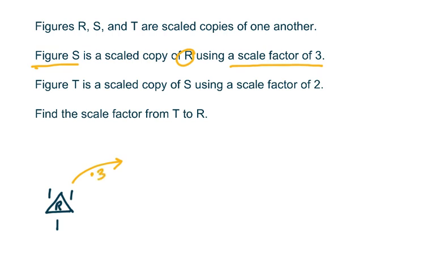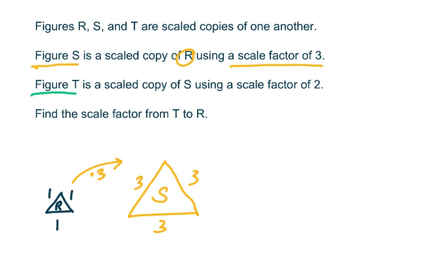That means multiplying each side by 3, and that gives me 3 times 1 is 3, 3, 3 for my side lengths. So I have a triangle. This is triangle S, and I have scaled it using a scale factor of 3. Now I need to draw figure T.